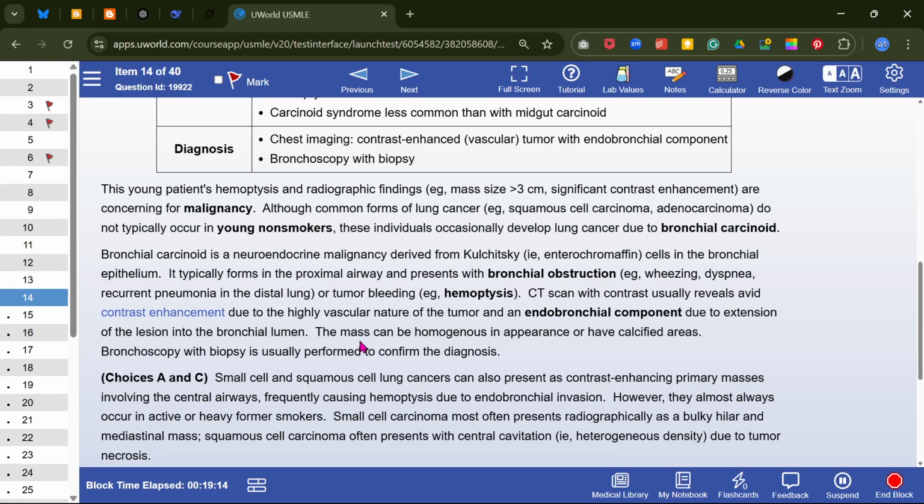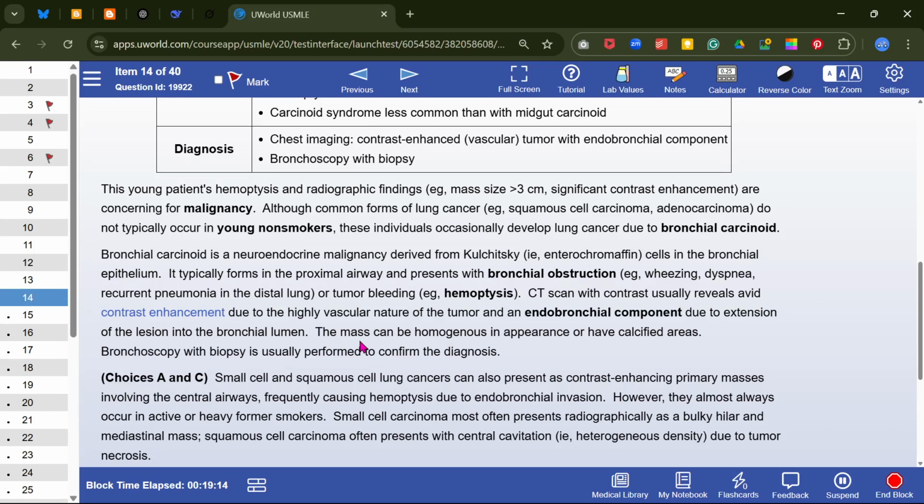Young non-smokers occasionally develop lung cancer due to bronchial carcinoid. Bronchial carcinoid is a neuroendocrine malignancy derived from the Kulchitsky, that is enterochromaffin cells, in the bronchial epithelium. It typically forms in the proximal airway and presents with bronchial obstruction, wheezing, dyspnea, recurrent pneumonia in the distal lung, or bleeding, hemoptysis.